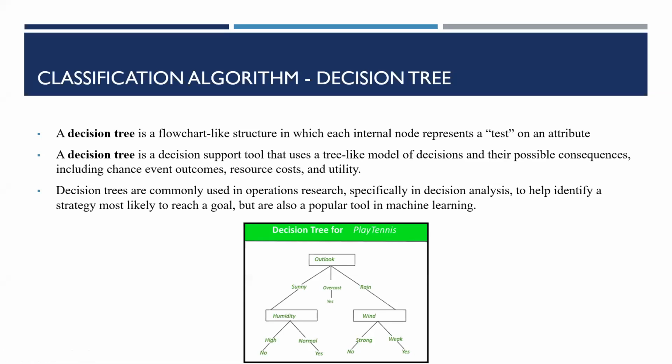Sir, I'll explain the diagram. Example, consider if a person wants to go out. Look at the outlook. If it is sunny, he'll check if humidity is high or normal. If it is high, then he won't go. If it is normal, yes. And he'll check for rain. If it is rain, he'll check wind. If it is strong, then he won't go. If it is weak, then yes. If it is overcast, the result will be yes. Next.